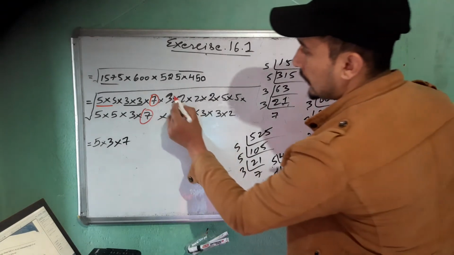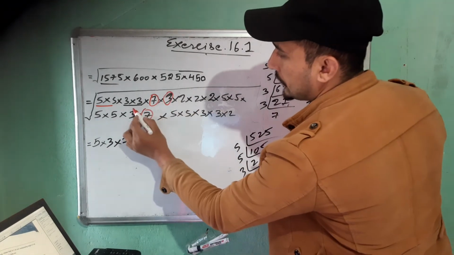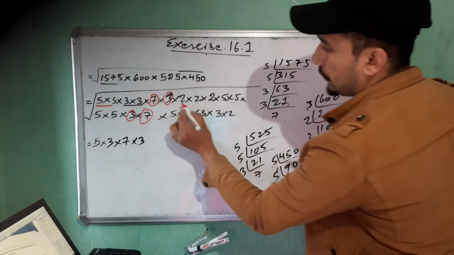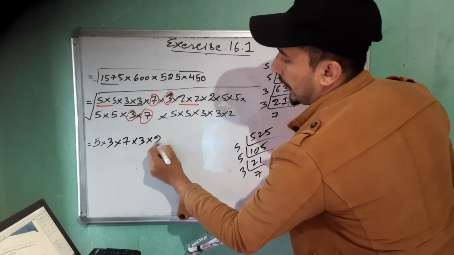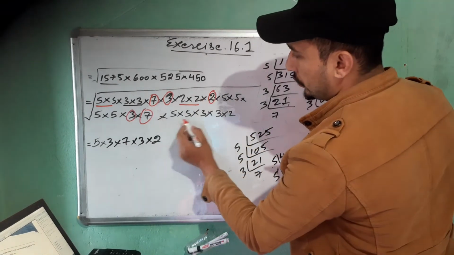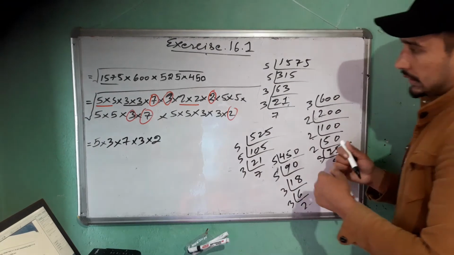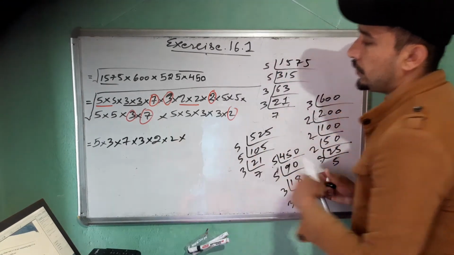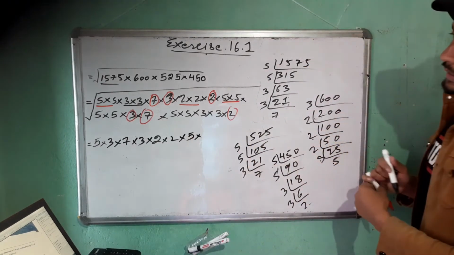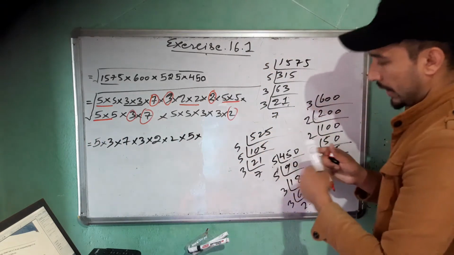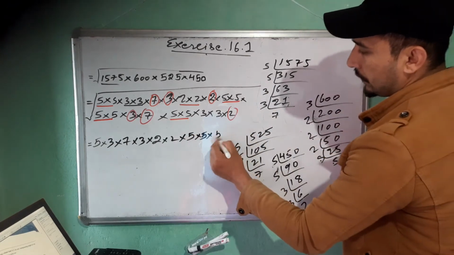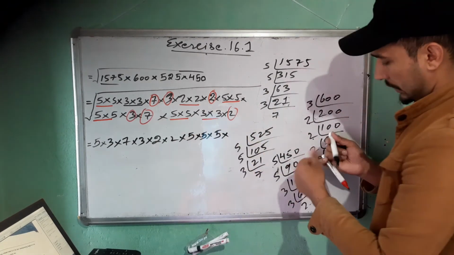Next 3 and this 3. Out of this you can take out 1, 3. Next out of this pair of 2s you can take out 1, 2. Next 2 and another 2 here, this one you can select. So 2 into, next 5 and 5, you can select 1, into, next this 5 and 5 you can choose 1, into this 2. Out of these two pairs you can choose 1, 3.